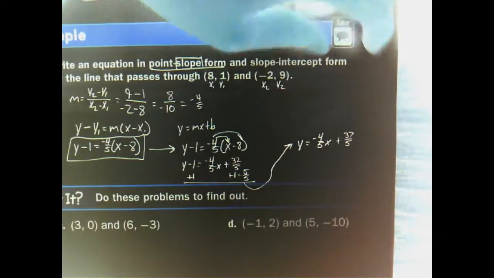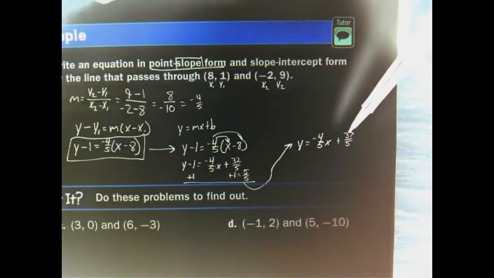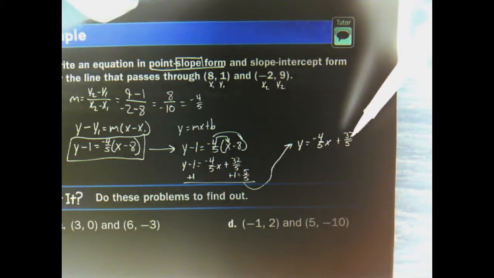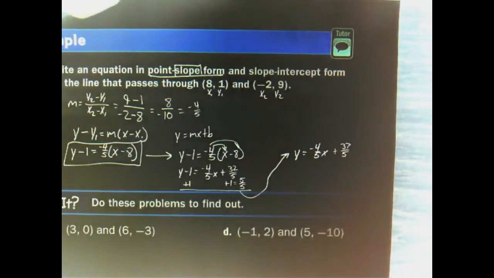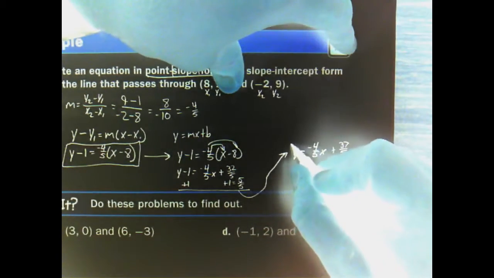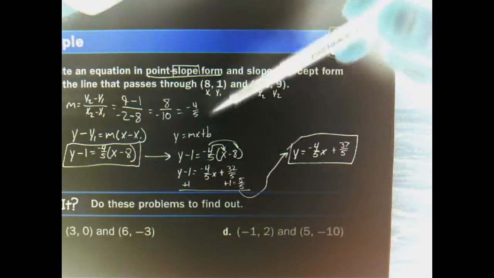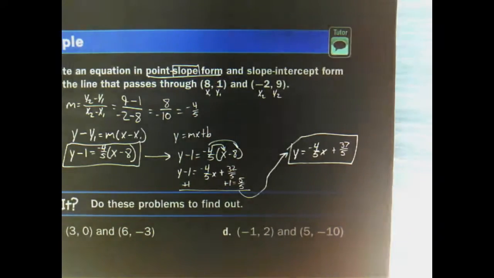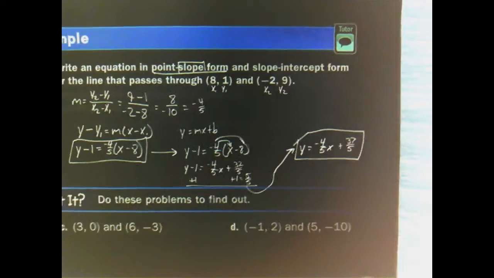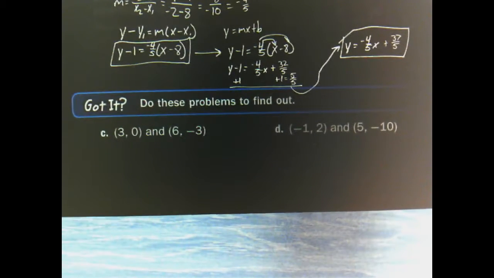37 fifths. Now, you can rewrite that as a mixed number, 7 2/5, or you could write it as a decimal, which would be 7.4, or you can just feel free to leave it as 37 fifths. They are all the same. It does not really matter what you have, because it is written in slope-intercept form. That's what the problem asked me to do. I am done. So go ahead and try C and D on your own. I'll be back in a minute to go through those with you.